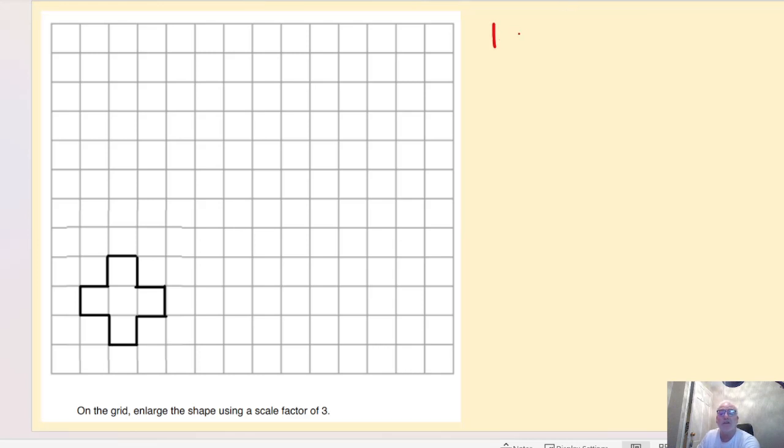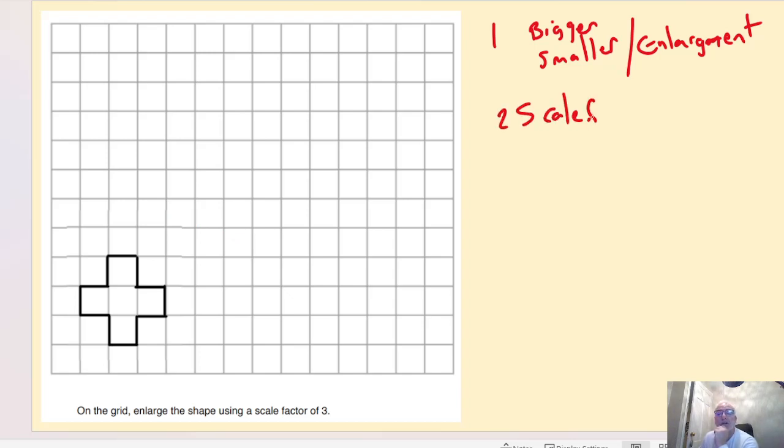So there are set things we're looking for when we're looking to enlarge. Obviously, the first thing is it's either getting bigger or smaller. If it's bigger or smaller, that is both an enlargement, and hopefully by the end of this video you'll understand what that means. The enlargement is done in a scale factor. That's how many times bigger or smaller it is than the actual original shape.